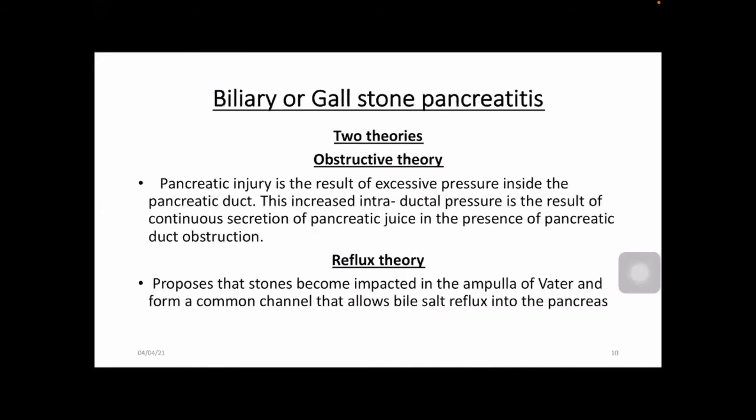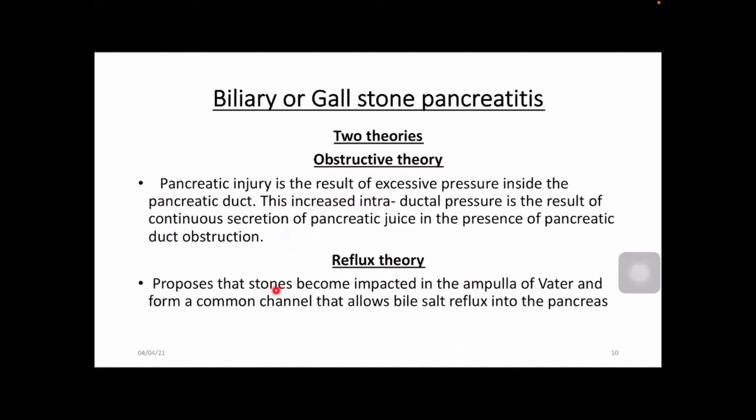Fine. So first, let's talk about this biliary or gallstone-induced pancreatitis. It's most common in middle-aged women, who are more prone to gallstone disease. And what are the two theories which are proposed for gallstone pancreatitis? One is the obstructive theory and the other is the reflex theory. What is this obstructive theory? Basically, the pancreatic injury is because of excess pressure inside the pancreatic duct because of blockage of the pancreatic duct. What is the reflex theory?